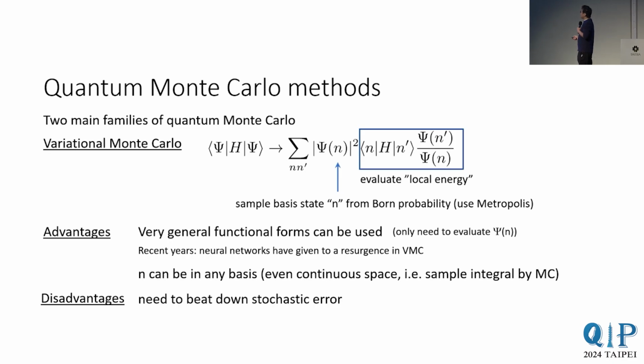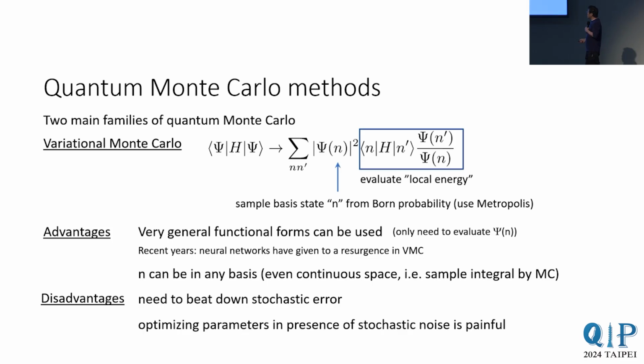But it has a number of disadvantages. One is it's stochastic, so you need to take a lot of samples. You have to beat down that stochastic error. And it's a variational problem, so you have to optimize your parameters in the presence of all the stochastic noise. And this is a real pain. And this is, I think, the main issue with this approach.